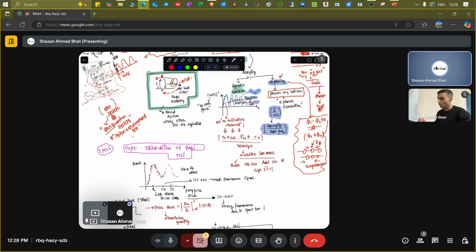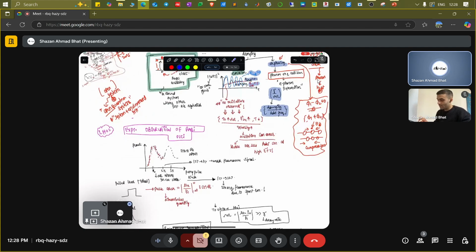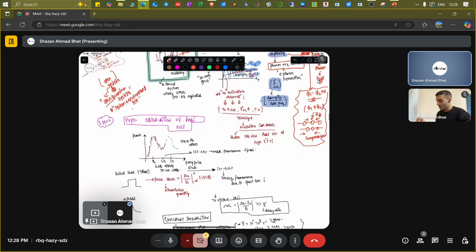It's almost as if it's not oscillating at all. So this particular curve is if the ratio is 0.1. And this one is if the ratio is 0, that means there is no damping at all. And for the case where there is a huge damping, that means gamma is exactly equivalent to omega_R, then you find no oscillations are observed.